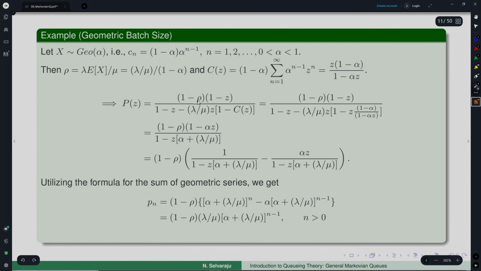Now, once I have this, in the same expression for P of Z, instead of 1 minus C of Z, you substitute that here, you simplify, and you write it in the usual way, in terms of this kind of quantities, because this is much easier: 1 by this quantity minus alpha Z by this quantity. Now, this is again a geometric series, of course multiplied by Z outside. You pull out the terms corresponding to Z to the power n, and you will end up with this expression. So, in this case, the system size probabilities are also given by this expression. You can easily see that here.